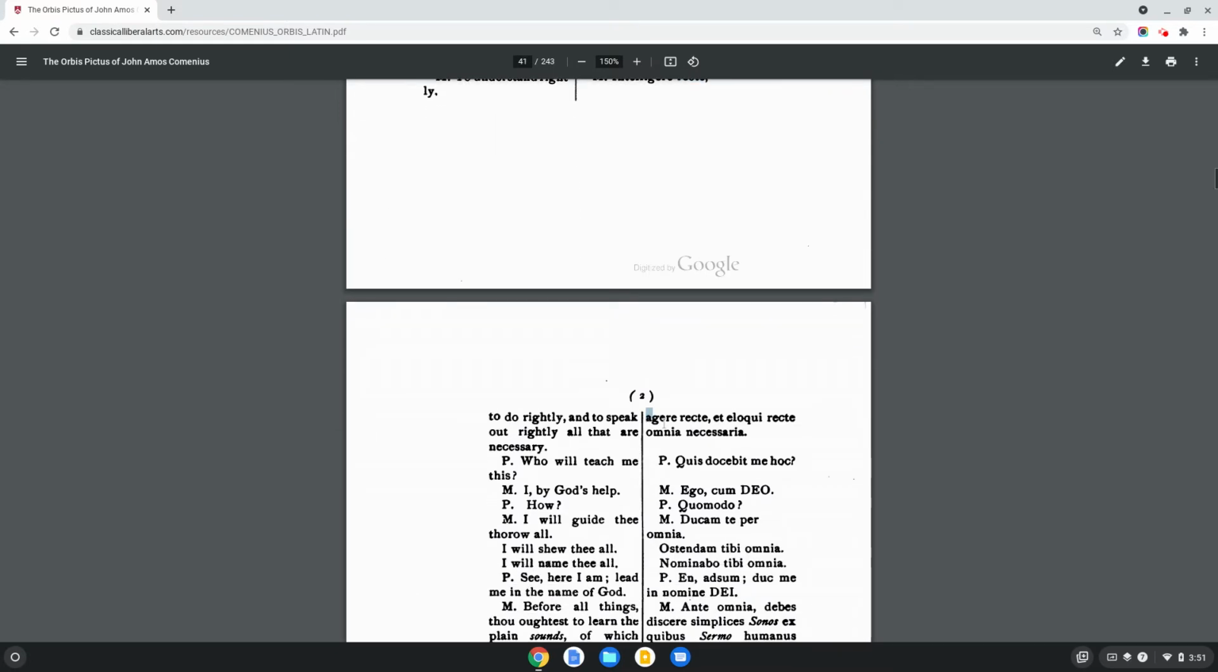Second, agere recte. Agere means to do or to act, and recte again means rightly. The word et means and. The word eloqui means to speak, and again, recte means rightly. Actually, here you can see eloqui is translated as to speak out. Omnia necessaria, all things that are necessary.